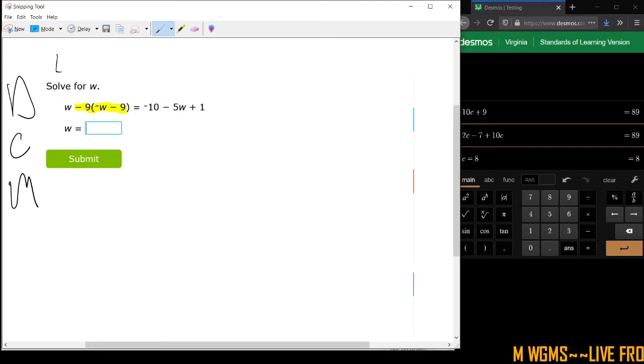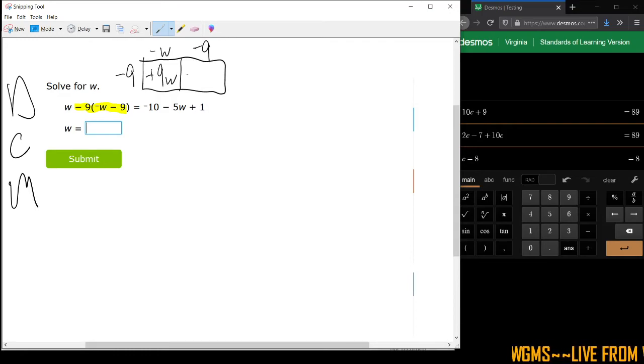Let me actually give myself a little bit more space than that. I'm multiplying, again, make sure you are mindful of that negative sign. So I'm multiplying that negative 9 times a negative 1w and another negative 9. So this would be a positive 9w, and this would be a positive 81.